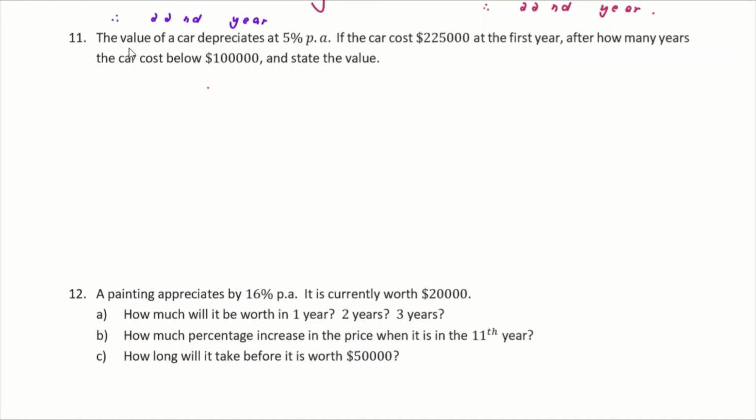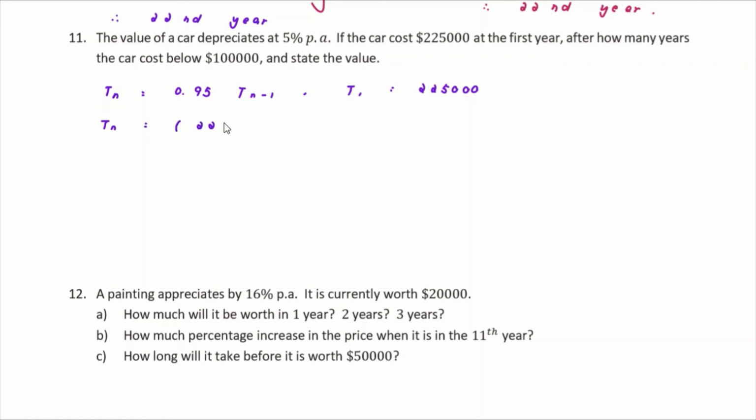So the car depreciates by 5%. If your first year is 100%, then depreciate by 5% means you will times 0.95. So in this case, our common ratio here is 0.95. When we write our recursive rule, the nth term is given by 0.95 times the previous term. It's the same thing whether you write 0.95 in front or you write times 0.95. And T1 is the cost at the first year, so it's 225,000.